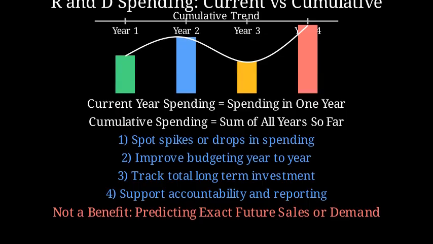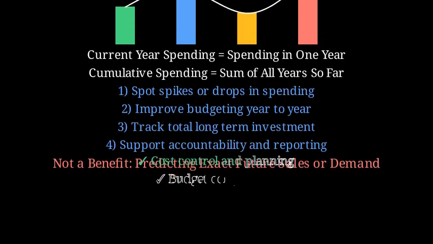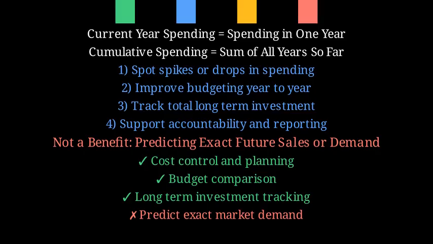Let's reinforce this. Spending data is great for internal control and tracking, so we can put a check mark beside those ideas. But predicting exact demand is outside the scope of expenditure tracking, so we mark that one with an X. This helps us separate what spending data can do from what it cannot do.